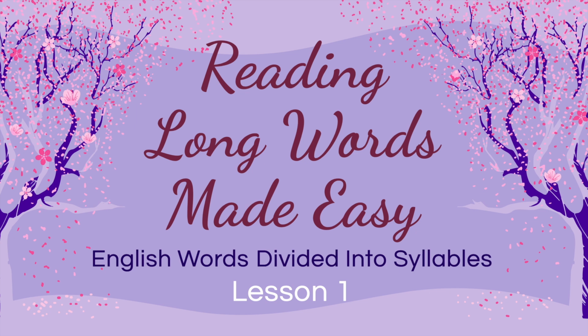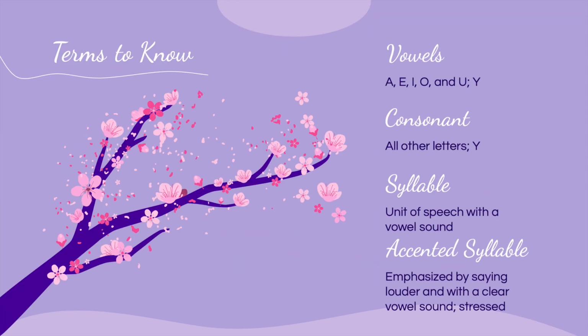Long words are easy to read if they're already divided into syllables. Before we get started, there are a few terms you need to know. The letters A, E, I, O, and U are vowels. The letter Y is a vowel most of the time. The consonants are all the other letters, and the letter Y when it's used as the sound of Y.